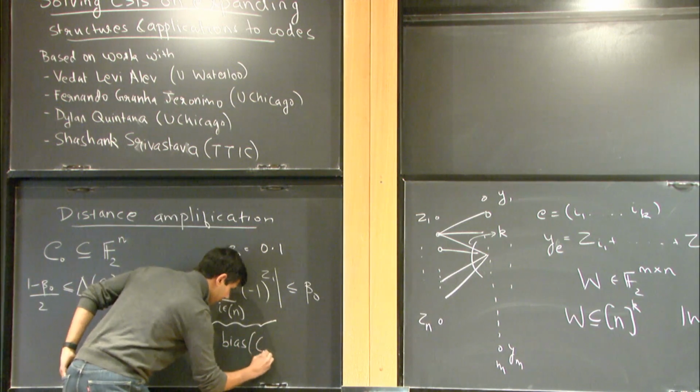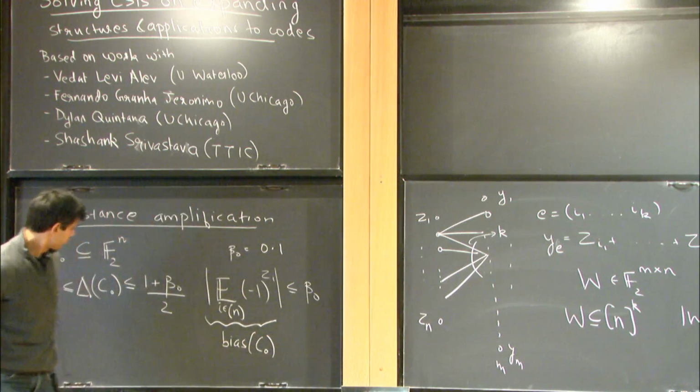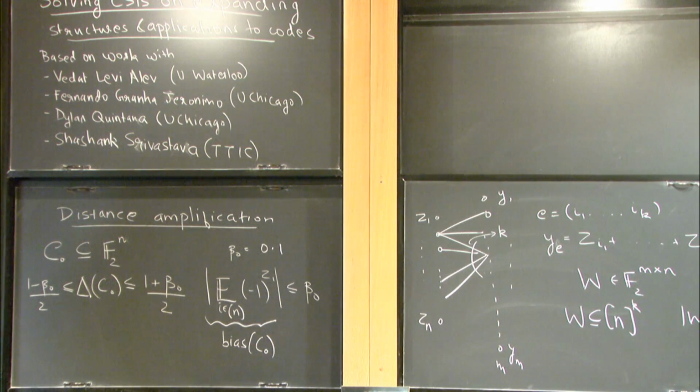So maybe on the left-hand side you meant every code word has weight between 1 minus beta naught over 2 and 1 plus beta naught over 2. That's what you thought. Yeah.